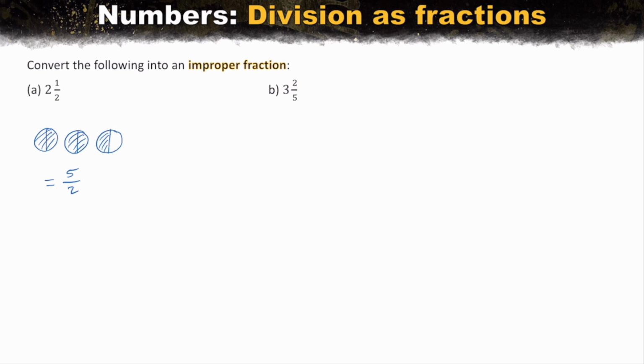Mathematically, without having to draw pizzas out, we go: we've got 2 wholes times 2, so 2 times 2 is 4, plus our numerator of 1 gives us 5 out of 2. And we can do that with any kind of mixed fraction. Over here we've got 3 wholes. Each of those wholes is represented in fifths. So 3 wholes of fifths will be 3 times 5, which is 15. But we need another 2, so that's 17 fifths. And that's how we can break that down and represent mixed fractions as improper fractions.